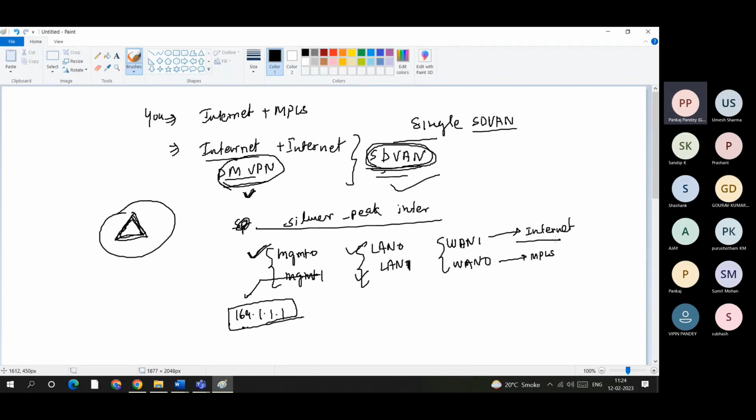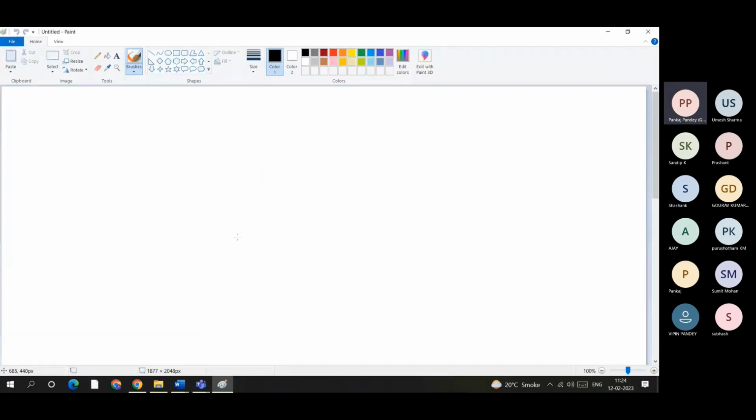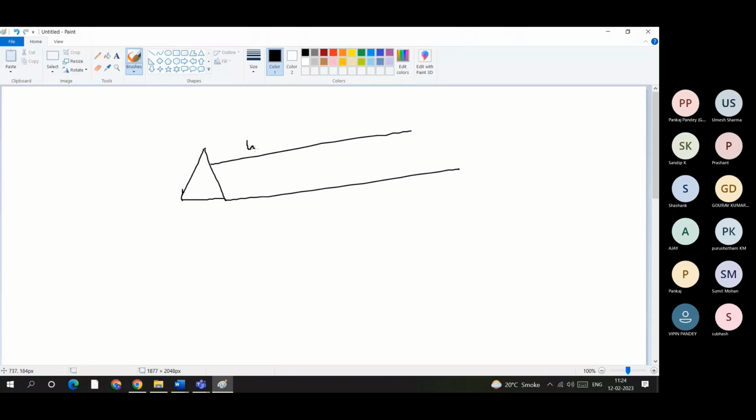Now we have the leverage of the other 10 gig interfaces, but that's not the point. What I'm saying is, if you have two internet, what happens? Both will be connected to the Silver Peak, the same SD-WAN device, and that device goes down. You have two lines, the lines are not a problem, two WAN connectivity, WAN 1 and WAN 0. But if this device goes down, what happens?